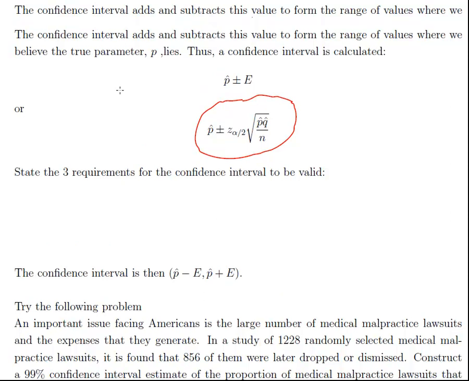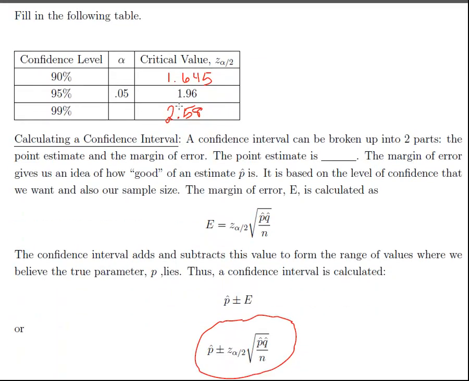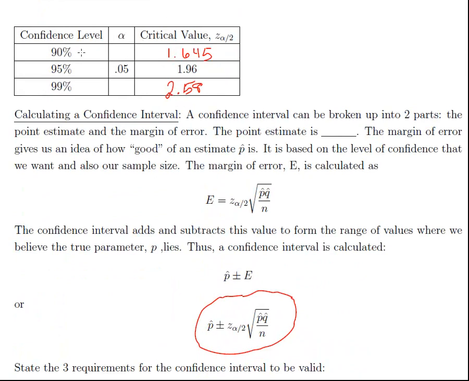The value for Z depends on the confidence level. So this is on page 54. Make sure you fill this in. For 90%, we would use 1.645, 95%, 1.96, and for 99%, we would use 2.58. Those all come from the normal distribution. So we're going to use 2.58 for our value for Z in the formula for this particular example.